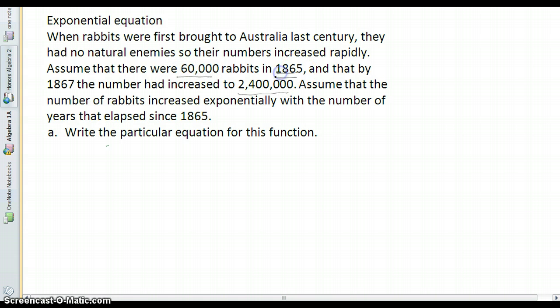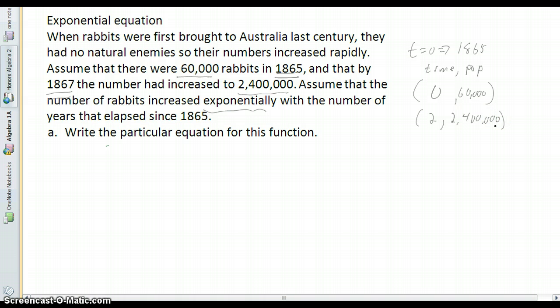We have a number of rabbits. We have a couple of years. The important part is that we are to assume the number of rabbits increased exponentially with the number of years that elapsed since 1865. So again, t of 0 is associated with the year 1865. That tells us that if we're having a time and a rabbit population ordered pair, then what we should have is (0, 60,000), and then an ordered pair of (2, 2.4 million).